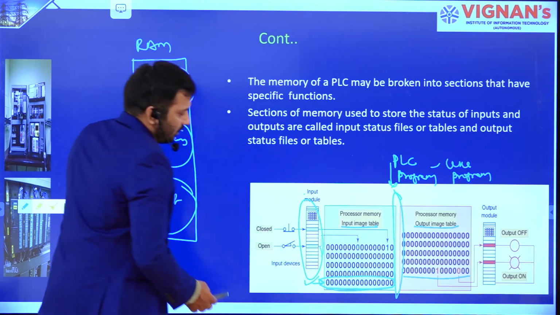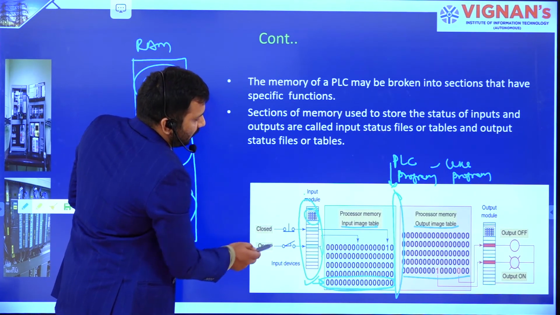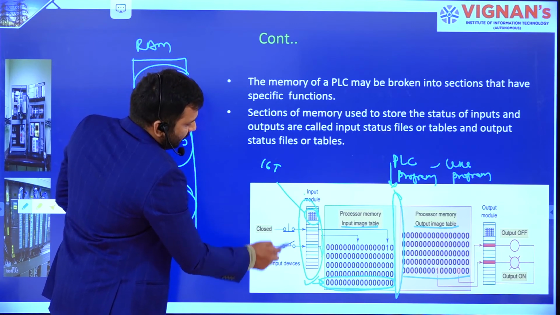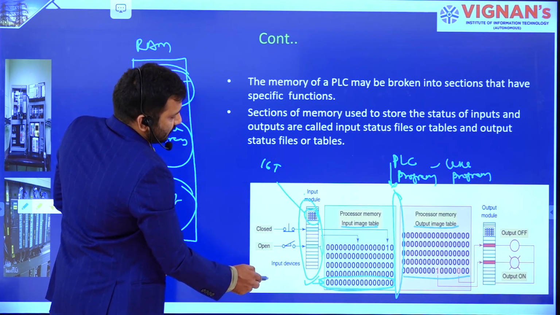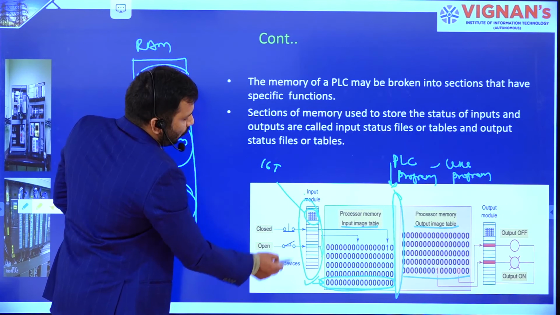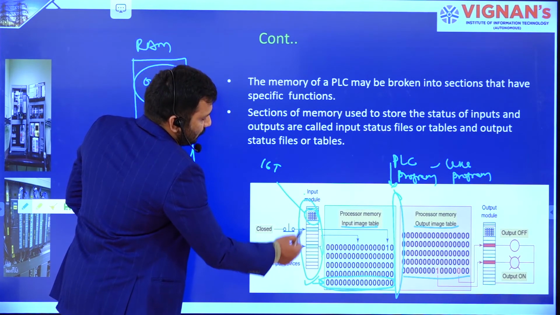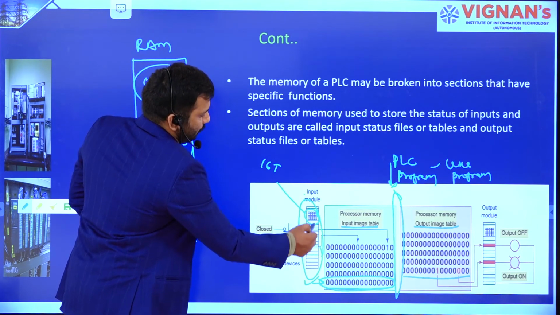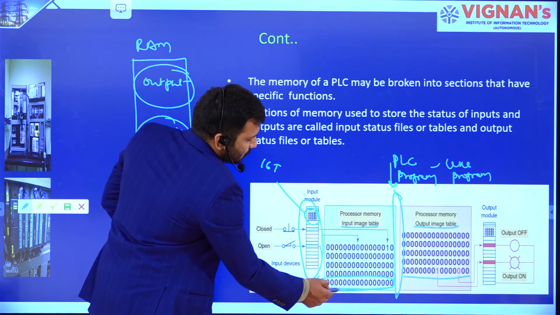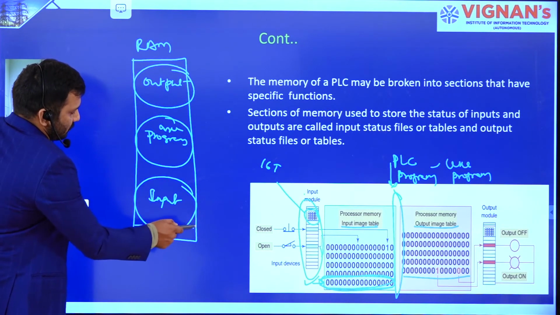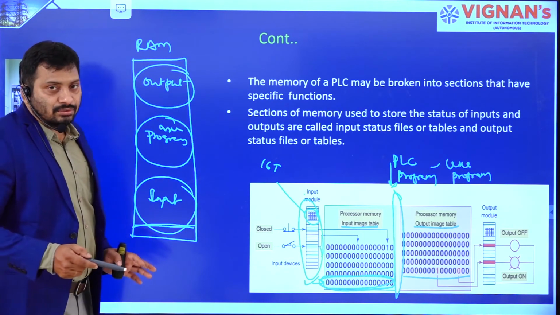For example, this is the 16 terminal input module. 16 terminals are connected to 16 switches. The 16 switches are in open condition, right? So all are giving zero signals, after conditioning inside the input module. All zeros are going to be stored here in the RAM, in the input block. Here it is going to be stored as all zeros, right?